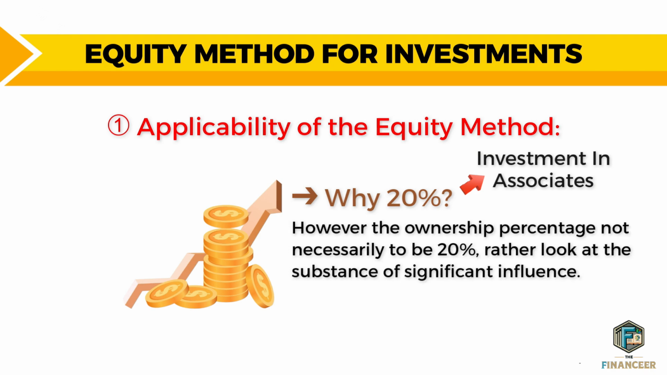However, the ownership percentage does not necessarily have to be 20%; rather, look at the substance of the significant influence. So this is what we mean: you have to look at the significant influence and the joint control, meaning that the equity method applies only if you have significant influence or joint control.